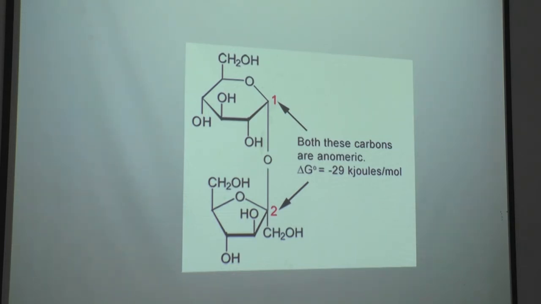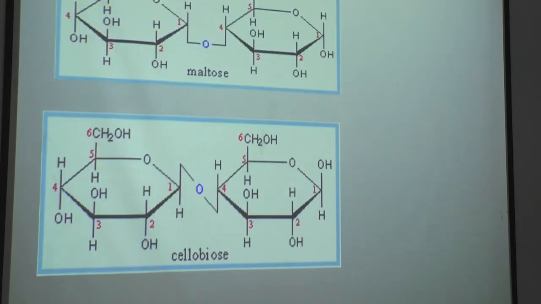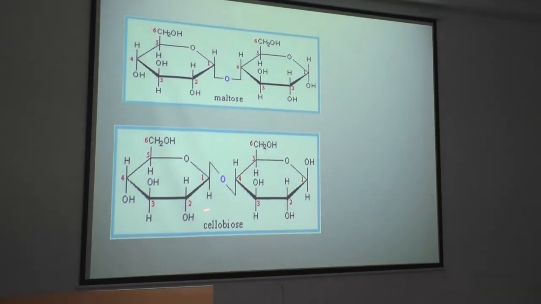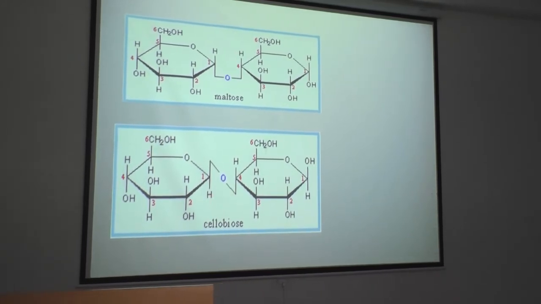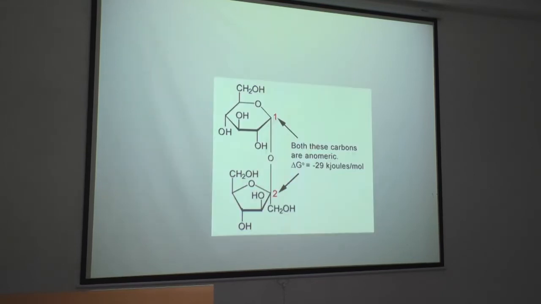Okay? In the structures of maltose and lactose, the bonds are different. Here it is alpha 1,4, and for lactose it is beta 1,4. Otherwise, the only difference is in the characters.